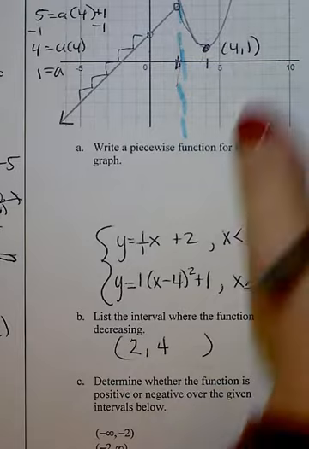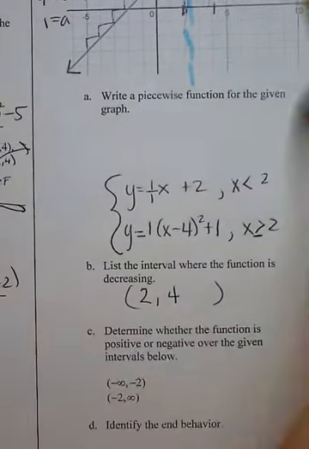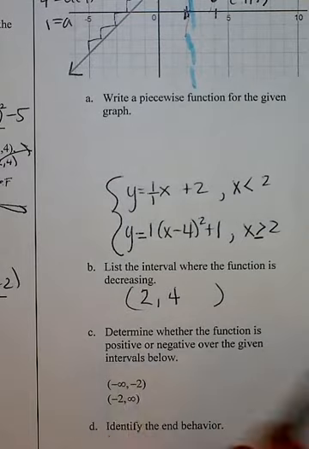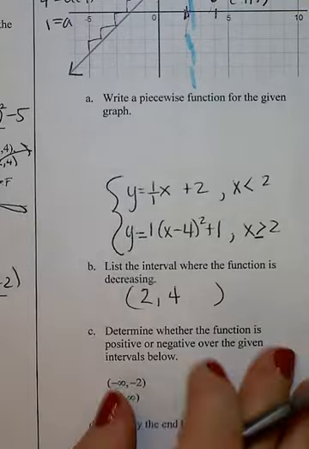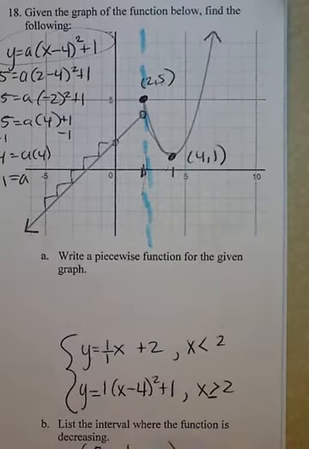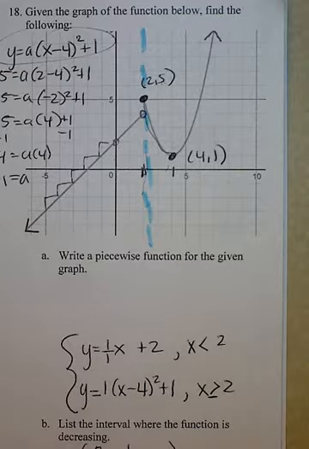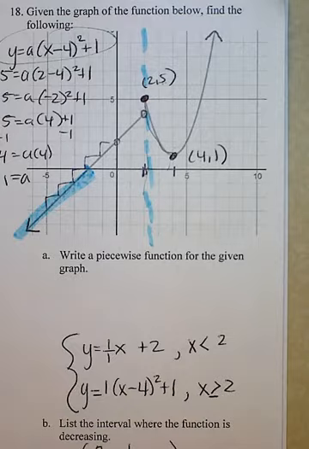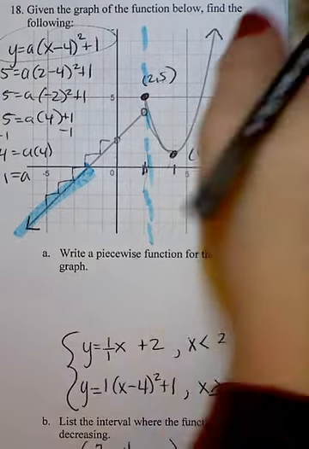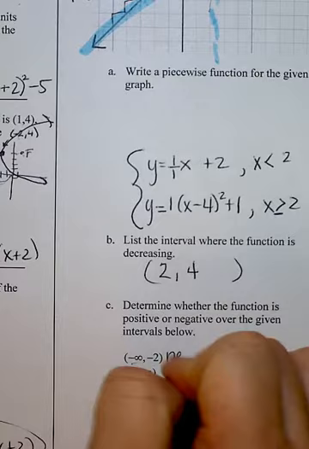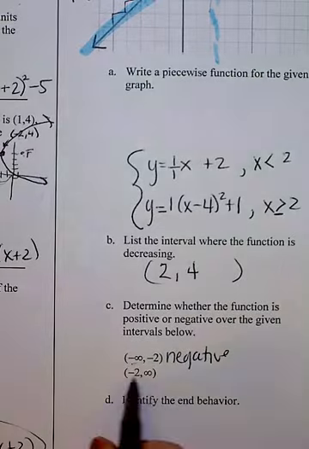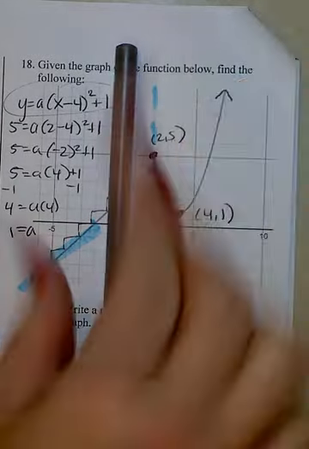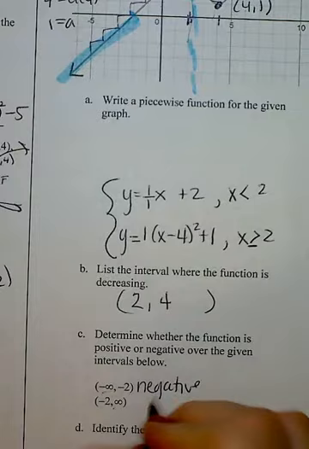Determine whether the function is positive or negative, and they're talking about the y's. Determine whether the function is above or below the x-axis, essentially, for the given intervals. These are x intervals. So from negative infinity up to negative 2, where would that occur? It's below the x-axis, so that portion is negative. And from negative 2 up to positive infinity, everything to the right of this is all above the x-axis, so it is all positive y values.